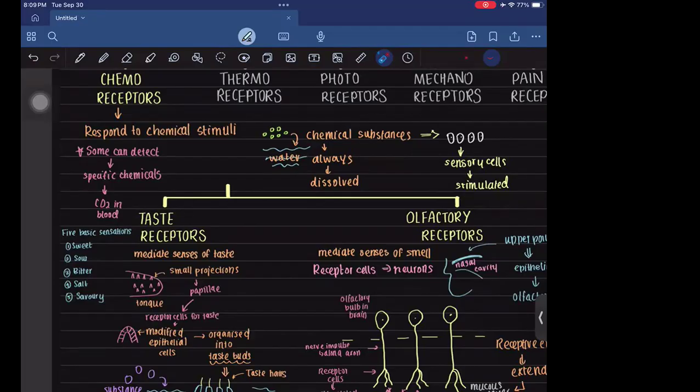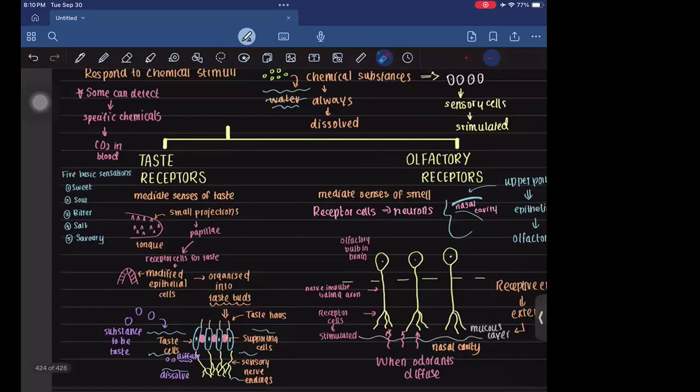So what are the three types of chemoreceptors? Taste receptors, olfactory receptors, and there can be some chemoreceptors which can detect specific chemicals, for example, the carbon dioxide concentration in your circulating blood. Then moving on to taste receptors and olfactory receptors. Taste receptors, as the name says, will be detecting your basic taste sensations. Olfactory receptors will be detecting smell: fragrance, odor, whatever it is, will be detected by the olfactory receptors.